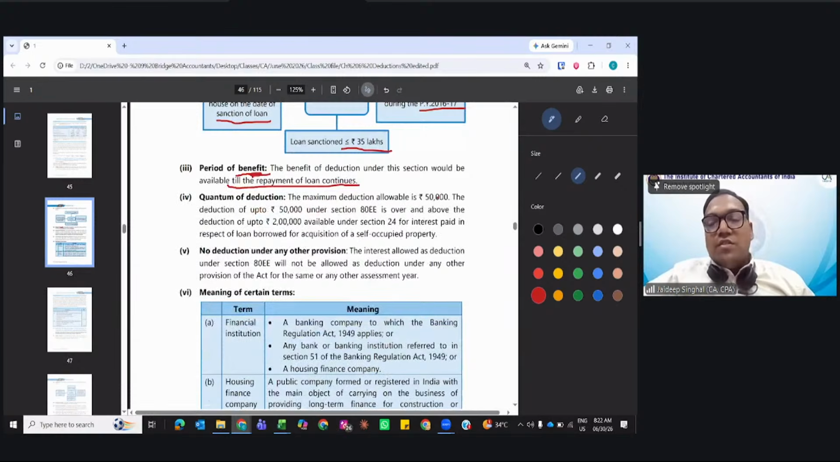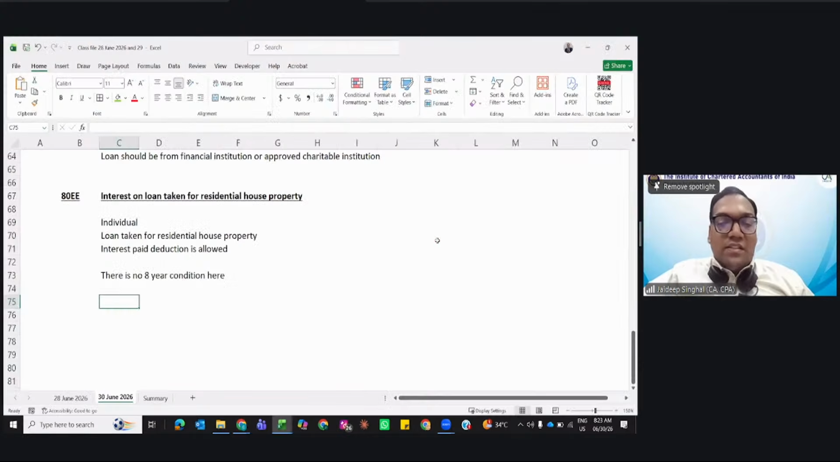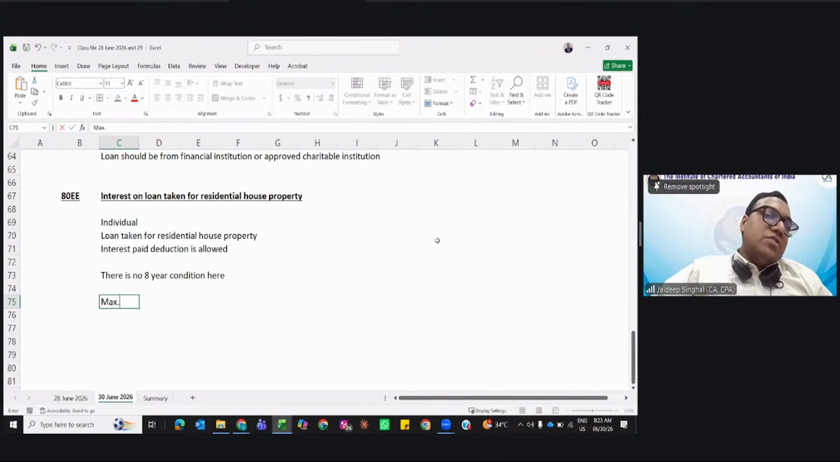Quantum of deduction. Maximum deduction allowable is 50,000 under this section. It is over and above the deduction of up to 200K available under section 24 for the self-occupied property. First you take the 200K under section 24, the rest you can take here. But if you paid total interest of 2,30,000, how much deduction will be allowed under this section?